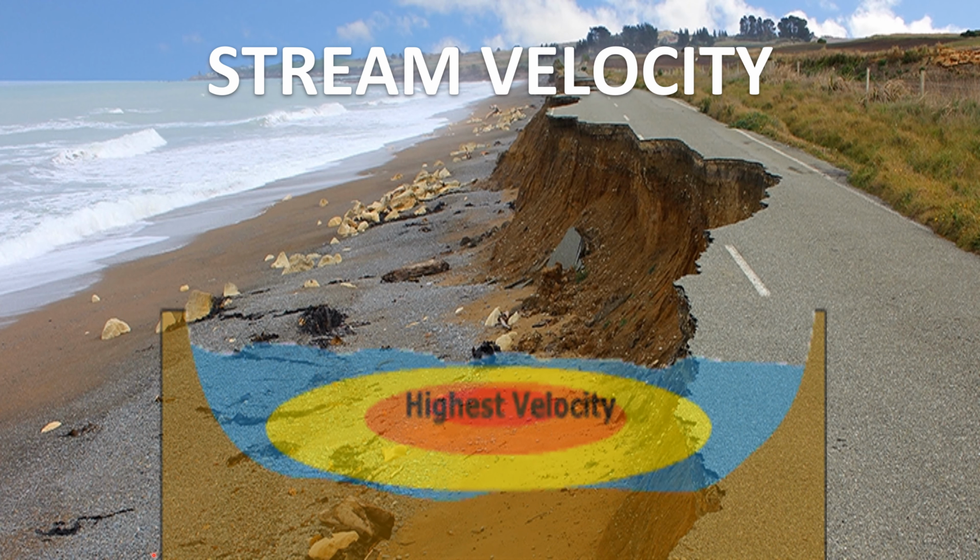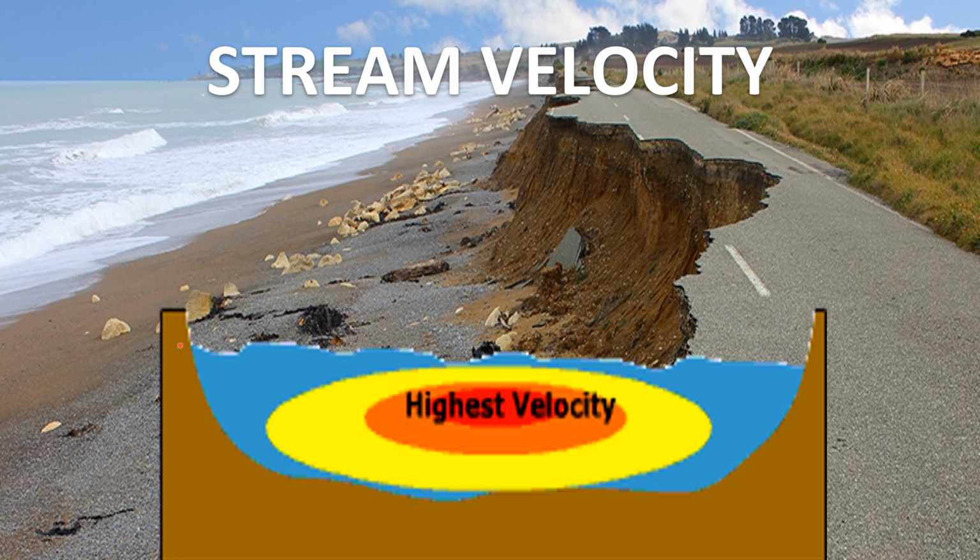And so once again, that's the image that we see here. So, nice straight river. You have the highest velocity right there where the red bullseye is. Orange is a little bit slower. Yellow is a little bit slower. Blue would be the slowest, as long as the stream is going nice and straight.